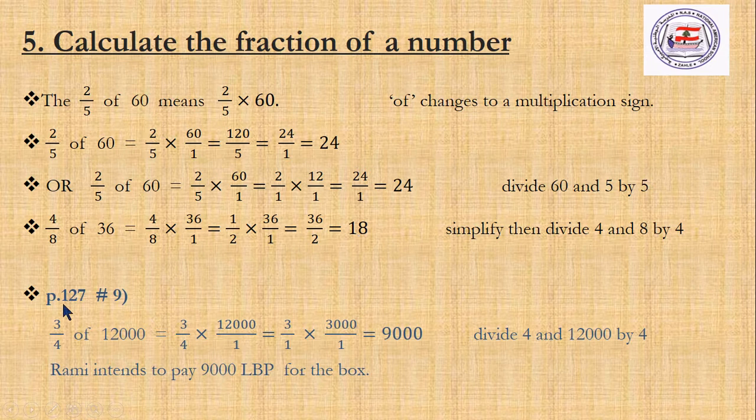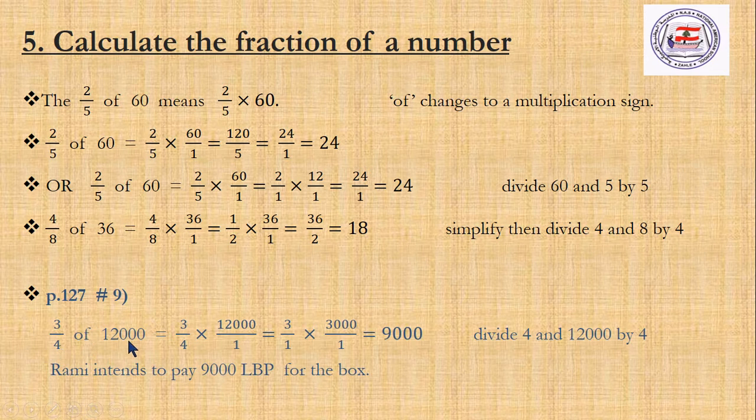Let's take page 127, number 9. We have Rami, and he has 12,000 LBP, Lebanese pounds. Now he wants to use 3/4 of this sum to buy a painting box. How much money is 3/4 of the 12,000?